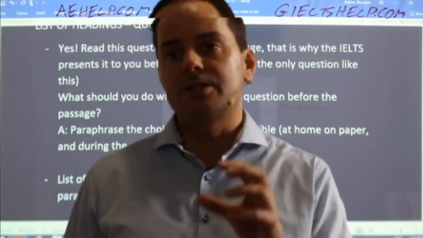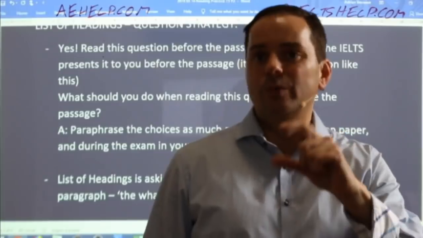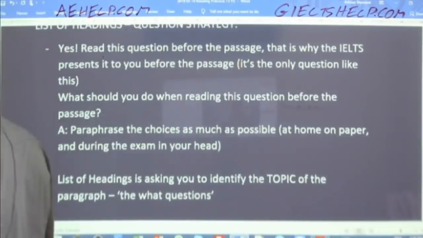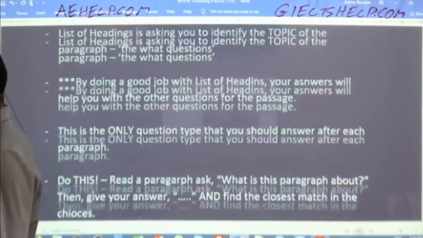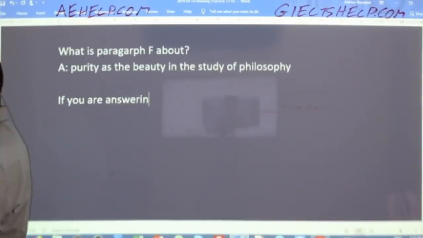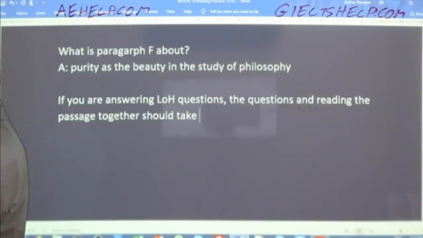So when you have a list of headings question, then the list of headings and the passage together, reading it, should take you about 14-15 minutes. That's a good question. Okay, so that was a good question by Duckshield. So how long should I take if I have this list of headings question? So if you are answering list of headings questions, the questions and reading the passage together should take a maximum of 15 minutes. So leave 5 minutes for the remainder or the other questions.